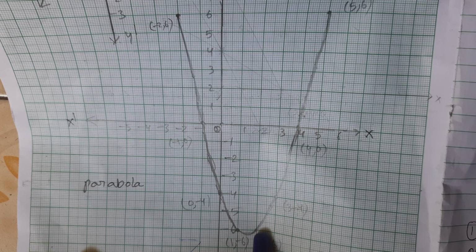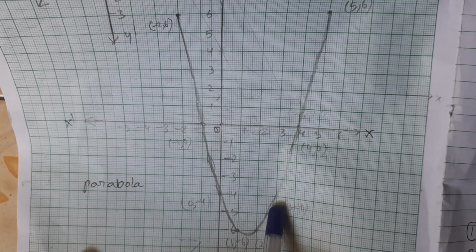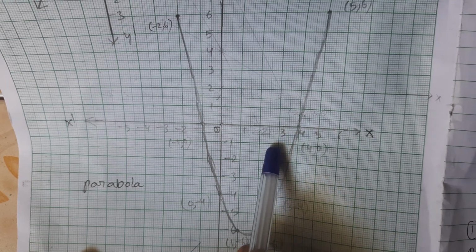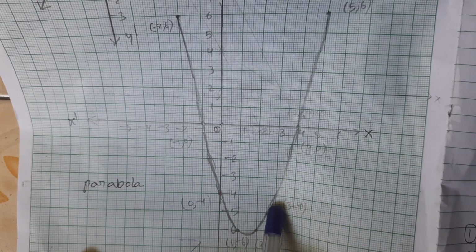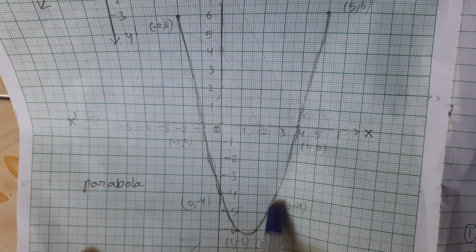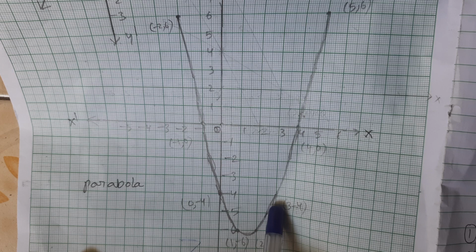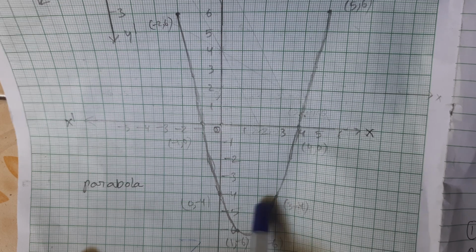2, -6. Next point is 3, -4. Positive x-axis side, and on the y-axis side negative, -4. Already I told this in the coordinate table. So if you wrote the coordinate table earlier, you can watch this easily.